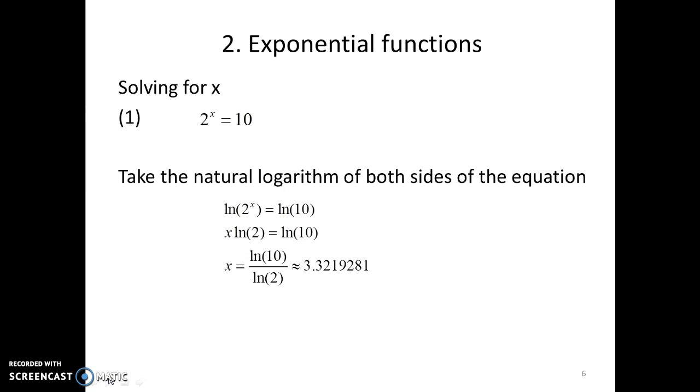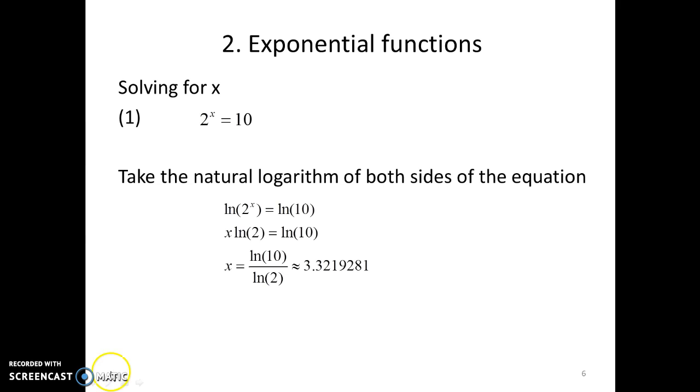To solve equations like this, what we do is to take logarithms of both sides of the equation. This is because the inverse of an exponential is logarithm. You can use any logarithm you like. I'm going to take natural logarithms of both sides. This way you can bring the x outside.